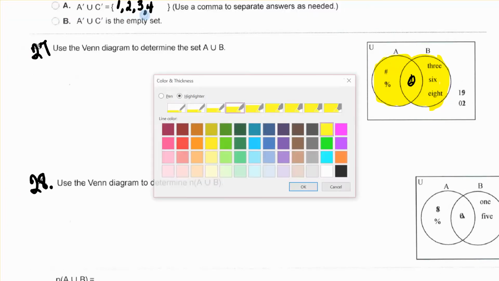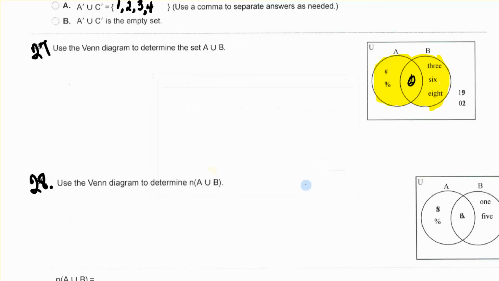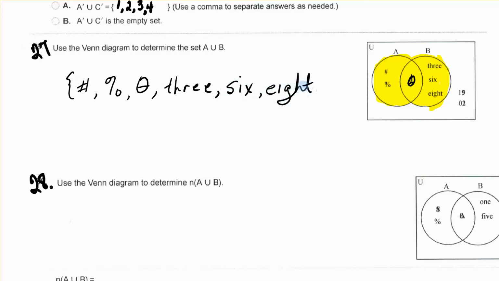So let me get my pen going here. So what's in the union of those? Well, it will be the set, £, %. This is a Greek letter theta, the word 3, the word 6, and the word 8. That's A union B. Okay.